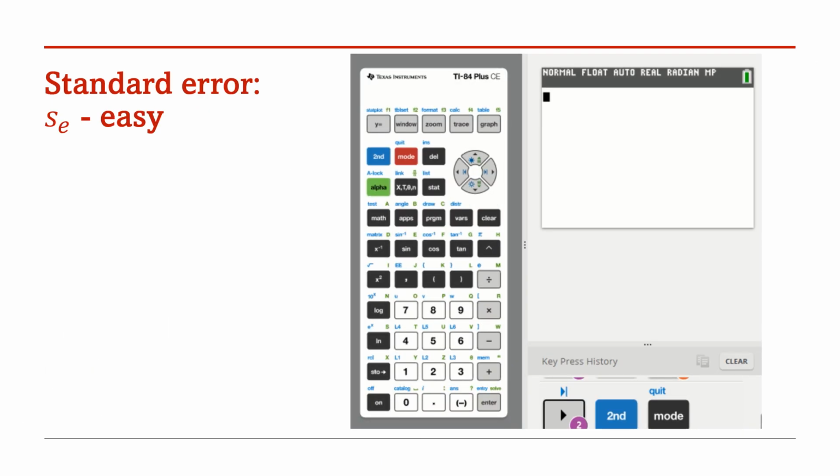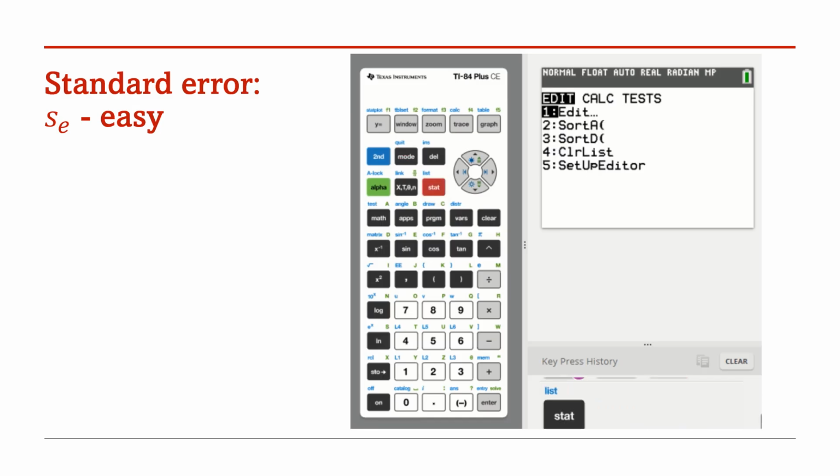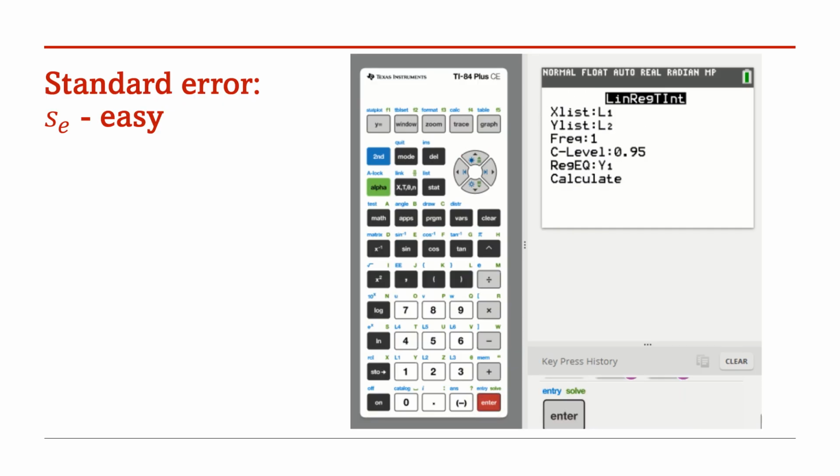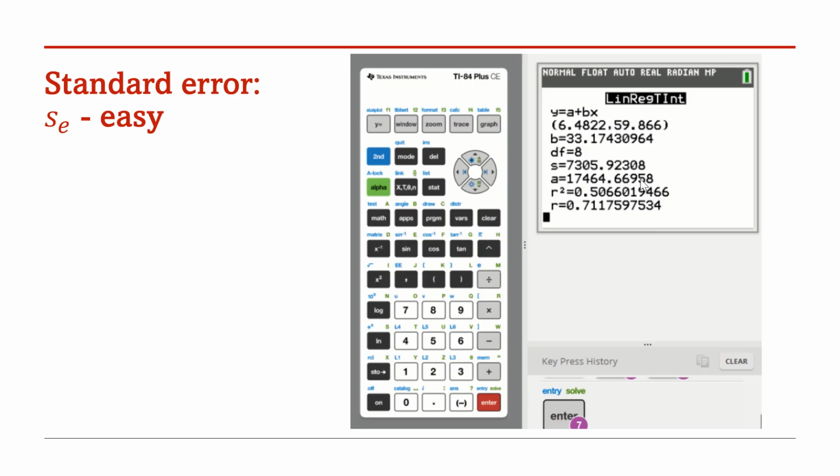We're going to do the standard error 2 different ways. One of them is going to require less brain power and more button pushing, and that is when we go into stat tests. I go up to LinReg T interval. Now this is useful and problematic at the same time. We're going to say x and y are L1 and L2. My C level is 0.95 because they said so. We'll talk about the reg EQ in a second. We go to calculate, and your standard error is this S value right here, 7,305.92308. That is the number that you're looking for.